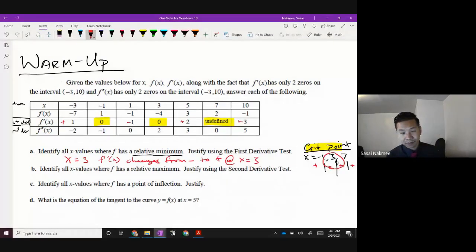And that's it. On the AP exam, they will give you a problem like this, and you have to be able to read these charts, right? We've done it analytically. We've done it algebraically, right? But now we're doing it just by looking at numbers on a table, and we have to be able to see if we can find that right there.